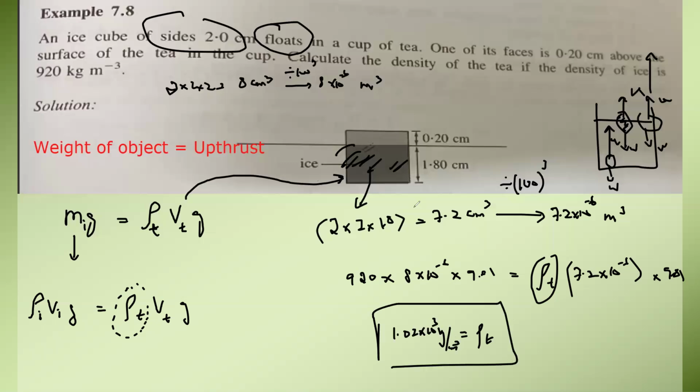Is it clear? Discussion? So whenever an object is floating, you will always assume weight is equal to upthrust. And if the object is completely submerged, in that case the volume of the object is the same as the volume of displaced fluid. But if it is not completely submerged, then the volume of displaced fluid is only the part which is inside the fluid. Is it clear? Anyone having a doubt or a question?